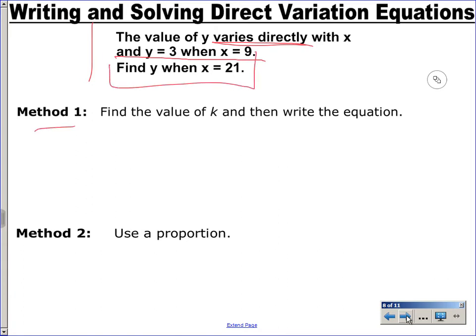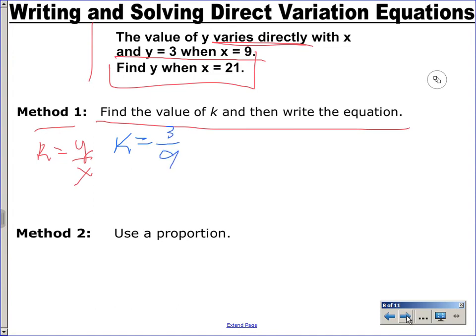So method 1 is find the value of k and then write the equation. Well, we're going to take the version of the equation that's already solved for k because that's what I want to find out, and I already have values of y and x. So this is the better of the two versions to use. Then I'm going to substitute the values. K equals 3 over 9, and I can reduce that to k equals 1/3.